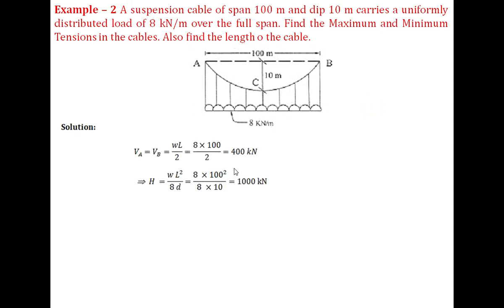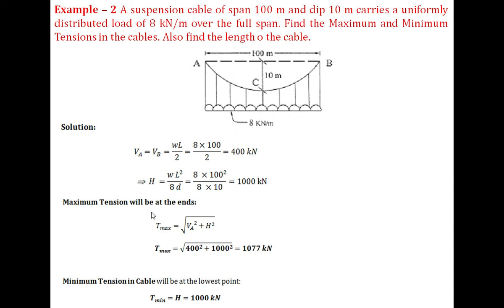So the solution: VA equal to VB equal to WL by 2, 8 into 100 by 2, that is 400 kilonewton. H is WL square by 8D, 8 into 100 square by 8 into 10 dip, so it's going to be 1000 kilonewton. Maximum tension T max is root of VA square plus H square, 400 square plus 1000 square, is 1077 kilonewton, and minimum tension is going to be at the lowest point C, which is going to be H, that is equal to 1000 kilonewton.